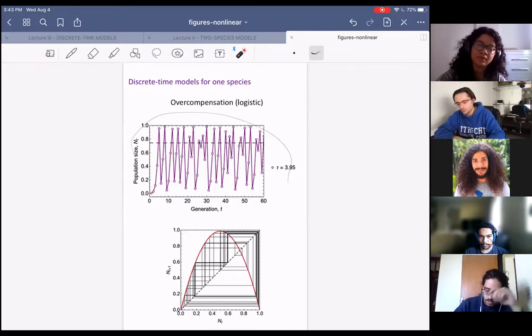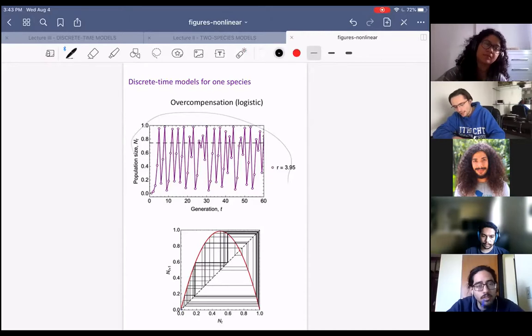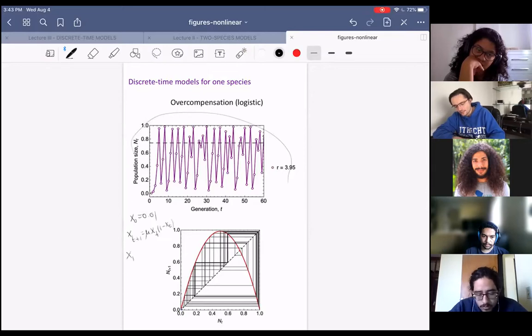Here, if I tell you, you're going to have x0 equal to 0.01 and x_{t+1} equal to mu x_t (1 minus x_t), please give me x at 10 to the power of 8. You can tell me.